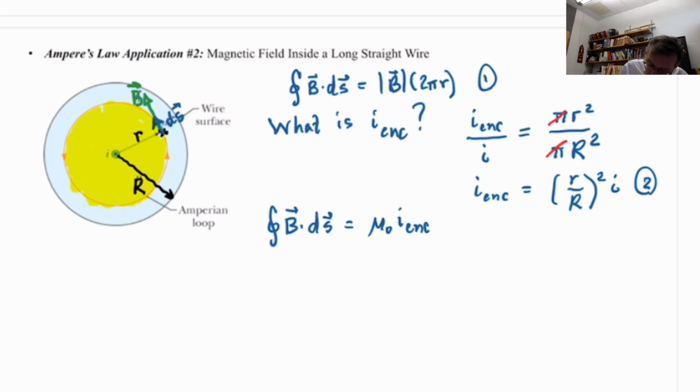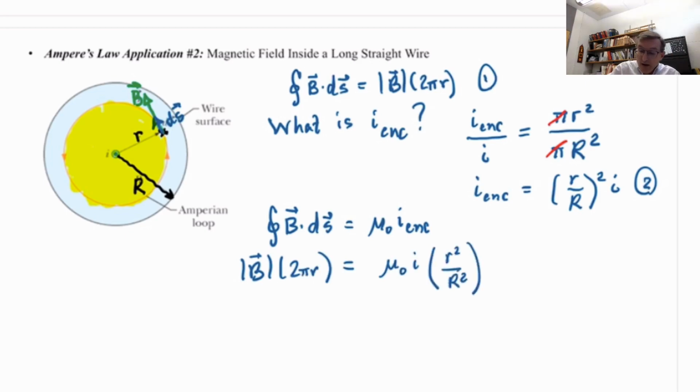Okay, I use equation 1 on the left, B magnitude times circumference, 2 pi r. And I use equation 2 on the right. Mu 0 I times little r squared over big R squared. And I solve for B. I can divide both sides by 1 factor of little r, and I get B magnitude equals mu 0 I little r over 2 pi big R squared. And this is valid anywhere inside the wire.